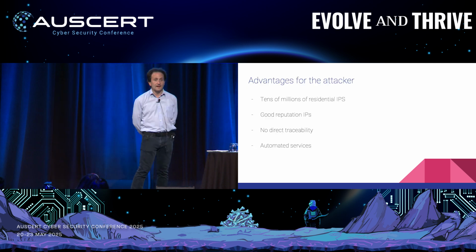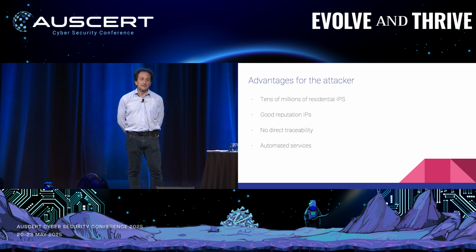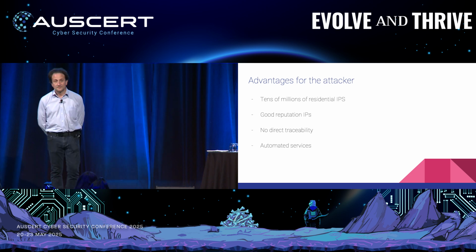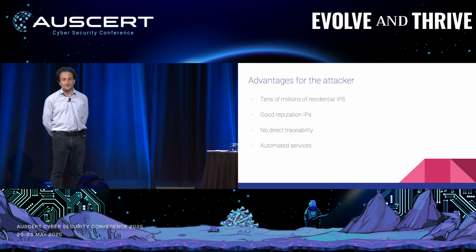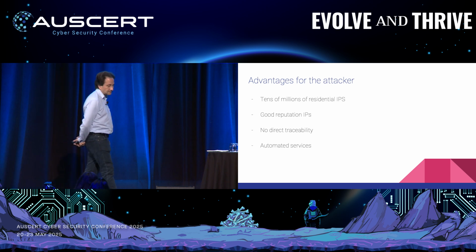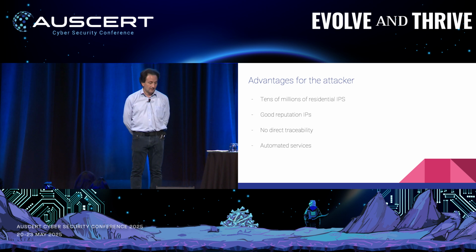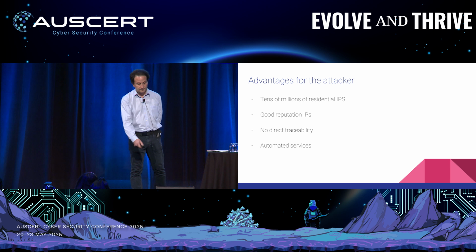And the advantages for the attacker? There are millions of IPs available. It's millions. And the holy grail is that these are considered clean IPs. These aren't tainted IPs, these are considered clean IPs. There's no direct traceability. And lastly, the automation is all there for bypass. You don't have to be particularly smart to use these services, and the service provider will take care of it all for you.